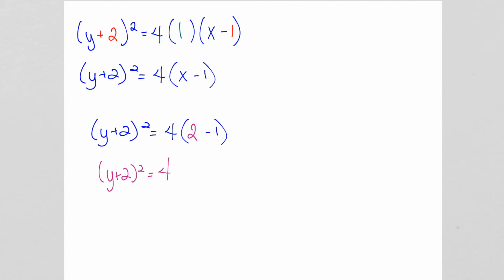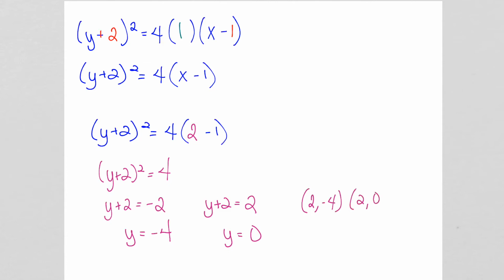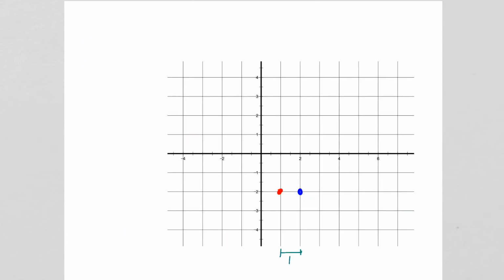So 4 times 1 is 4. So that'll be y plus 2 equals the square root of 4, which is plus or minus 2. So y plus 2 equals -2, or y plus 2 equals +2. So y is -4 or y is 0. So our 2 points would be (2, -4) and (2, 0). And that enables us to graph our parabola.